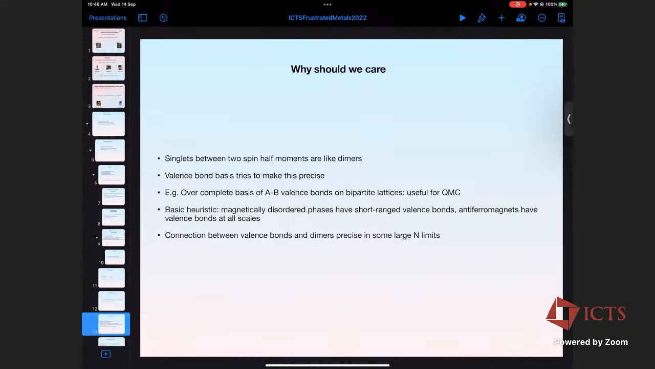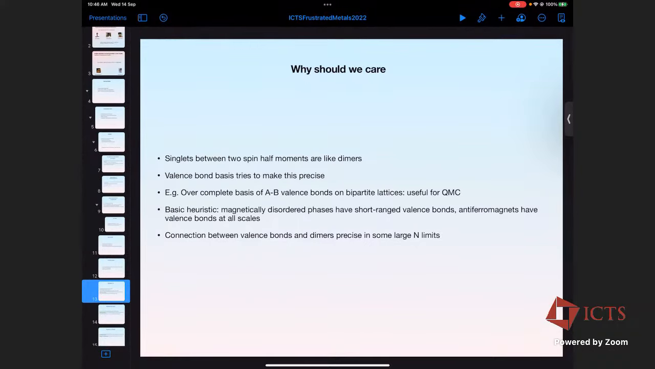So, in other words, you can describe it in terms of a dimer, right? And so this connection between valence bonds and dimers is not all that imprecise either. It's not precise, but it's not all that imprecise either. There are some controlled limits in which it's precise. So that's kind of the point I wanted to make.